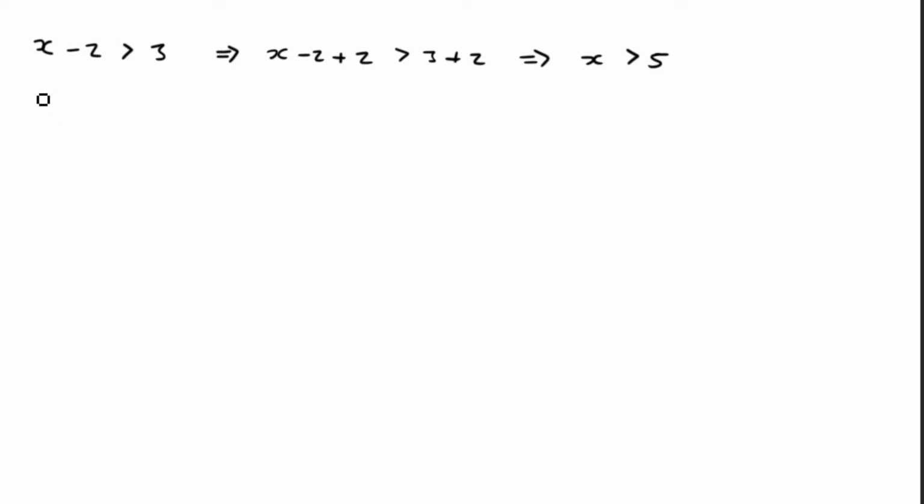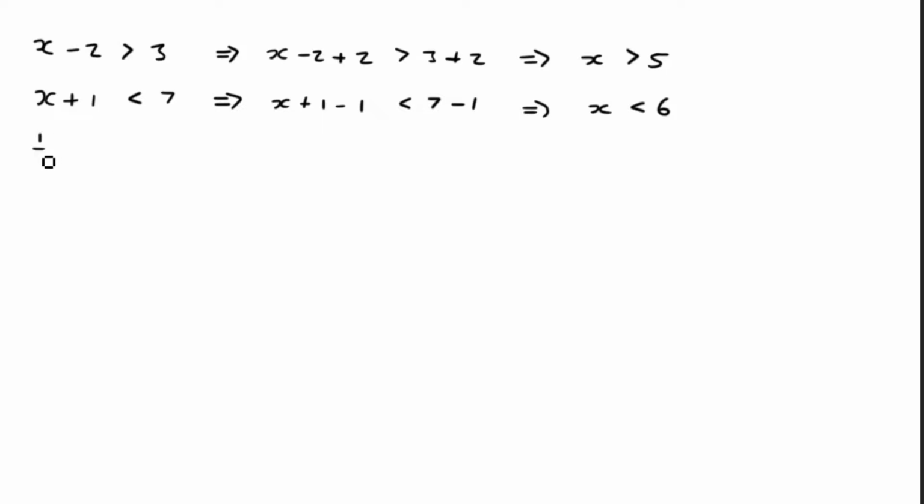Similarly, if we began with something like x plus 1 is less than 7, it would also be a perfectly valid operation to subtract a number from both sides. So if we subtract 1 from both sides, we can conclude that x is less than 6.